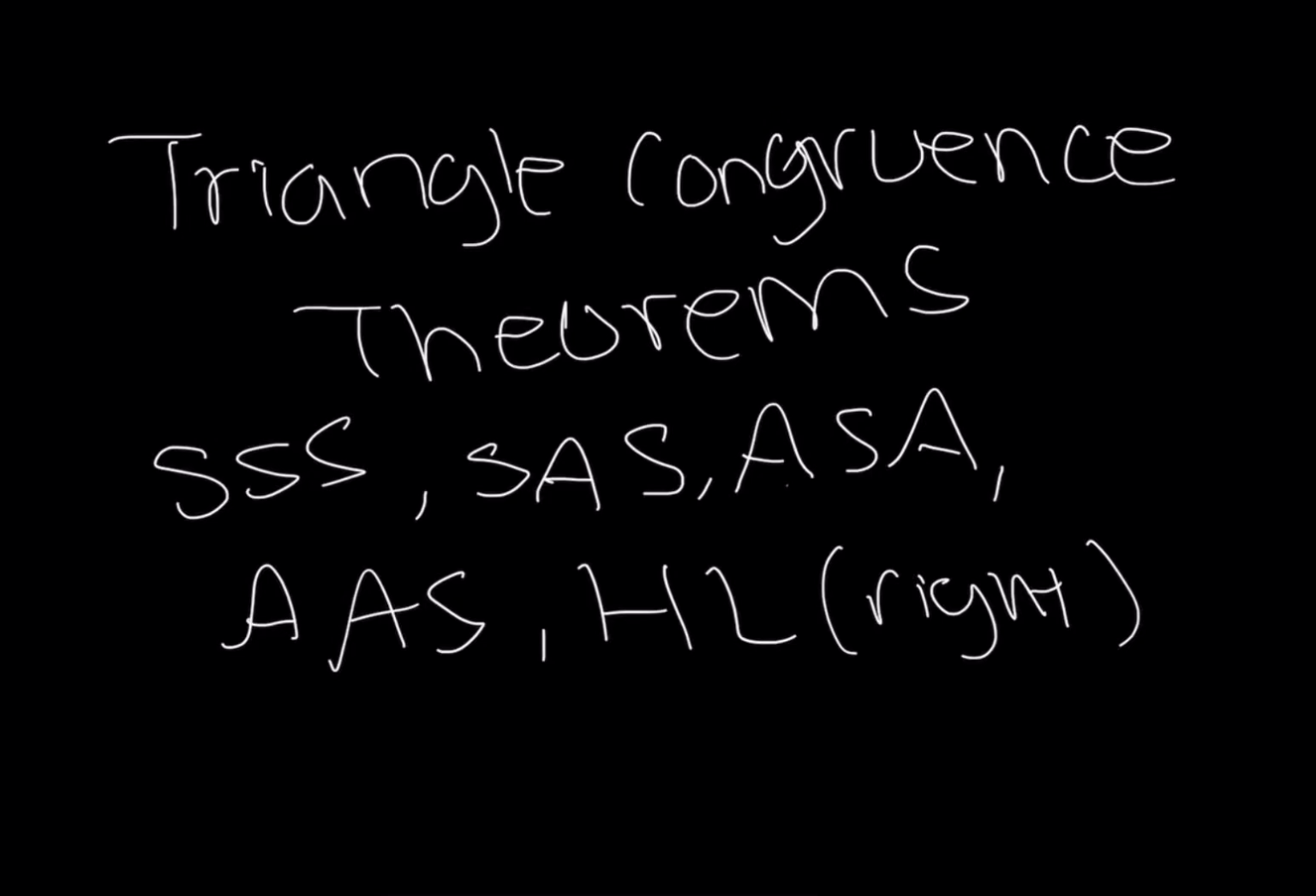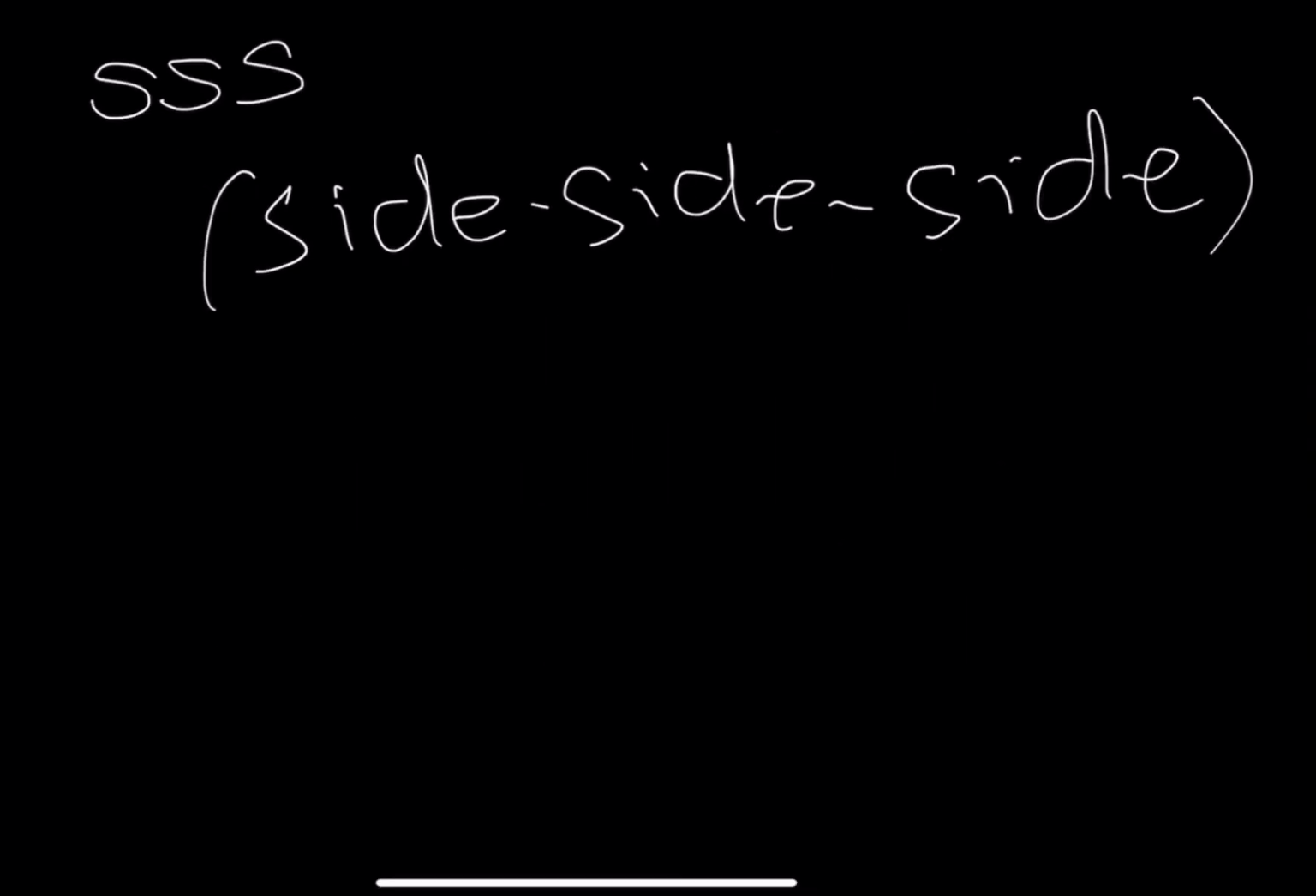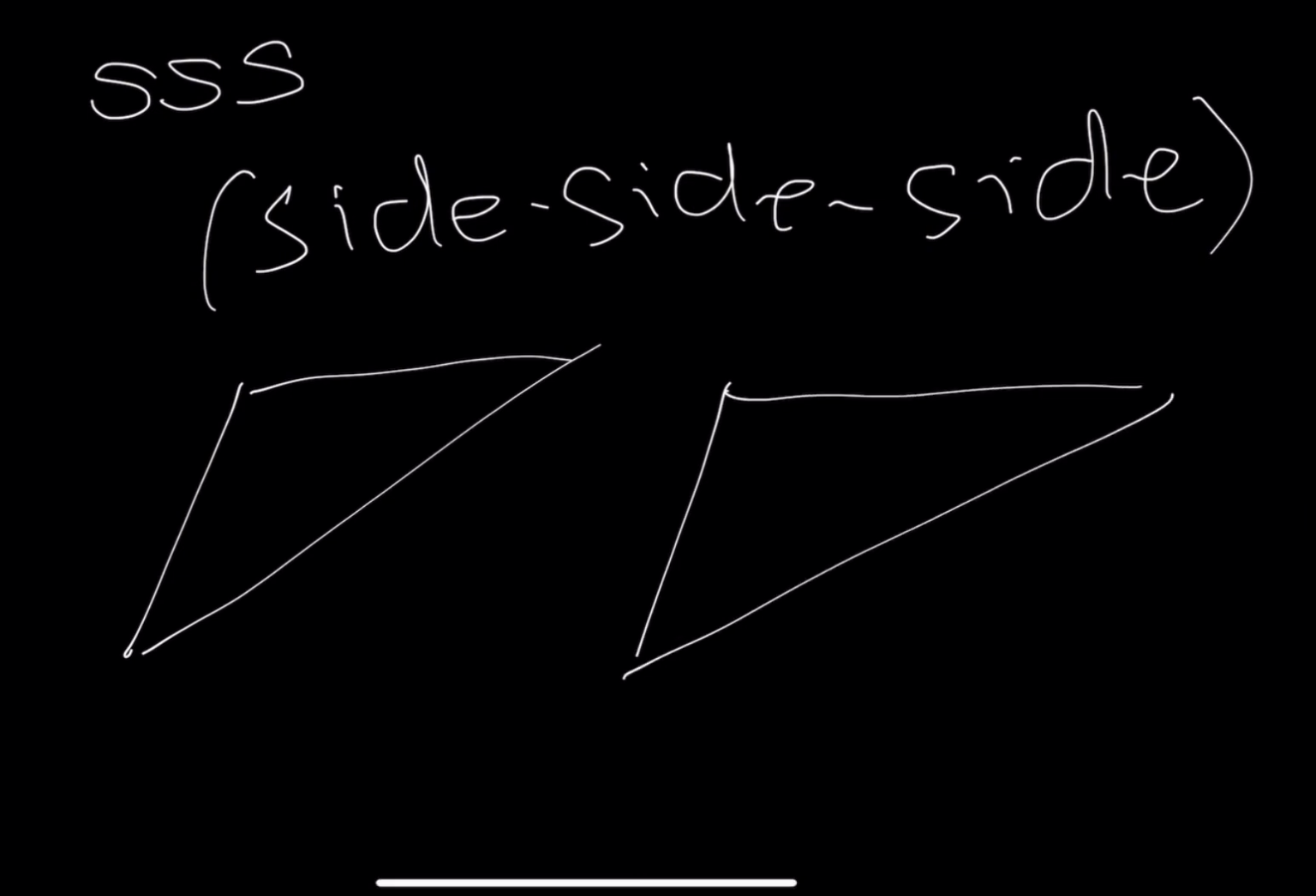So today I'll be going over the triangle congruence theorems: SSS, SAS, ASA, AAS, and HL. Basically, if three sides of one triangle are equal to the three sides of another triangle, then the triangles are congruent. For example, let's say this triangle and this triangle all have congruent marks, then they are congruent.